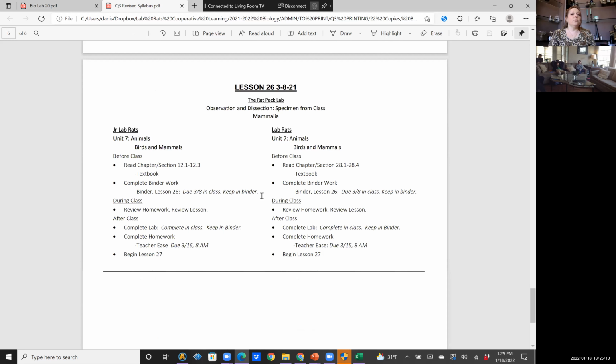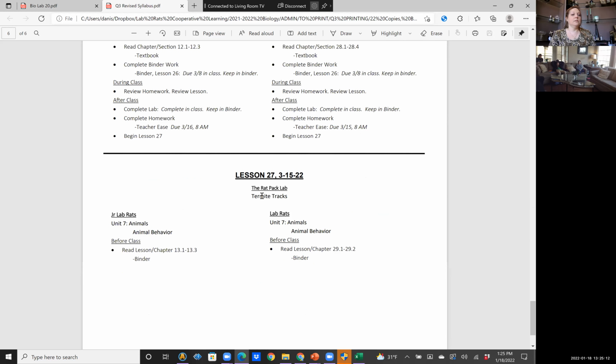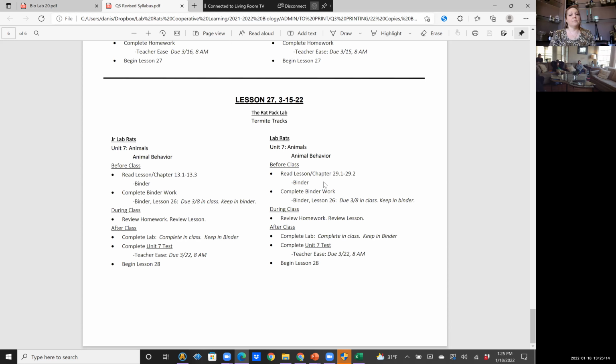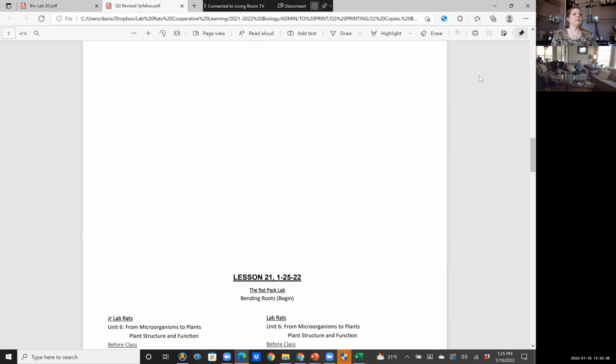Our last animal lab before we get into humans is an animal behavior lab, and it's termite tracks. So we're going to be seeing what termites do based upon the surface they're moving on. So this should be interesting. Really super slow. And then after that, we're moving into Q4, and that'll be all human. So be prepared that you've got 2 more labs left that don't involve any dissections before we hit dissections.